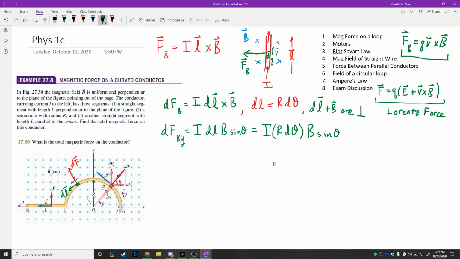And now I think we can just integrate this, because r is a constant, b is a constant, I is a constant. We're just going to integrate sine theta d theta, right? So I would argue that the force, which we get from integrating this, should be equal to I r b, and then we're going to integrate sine theta d theta. By integrating here, we're really summing up all of the y components, dFy here. And we would integrate from what? 0, down here, over to pi, I think, right?